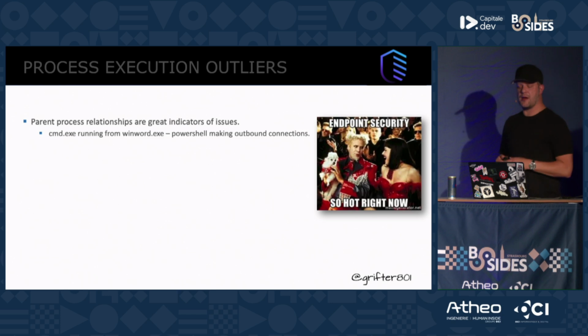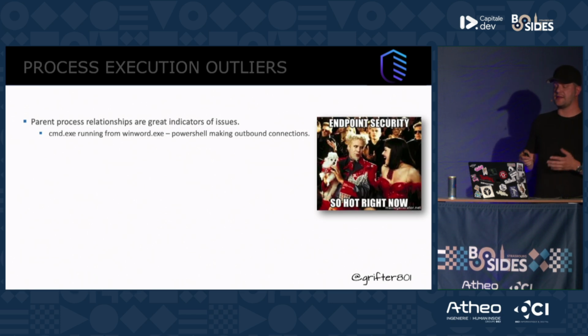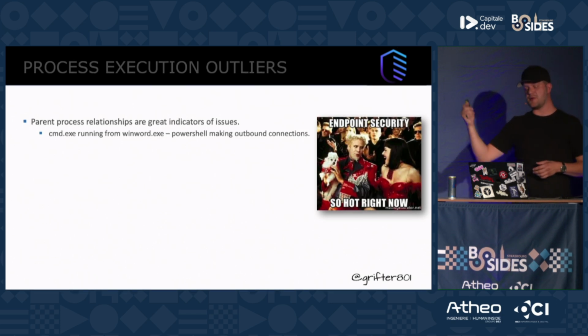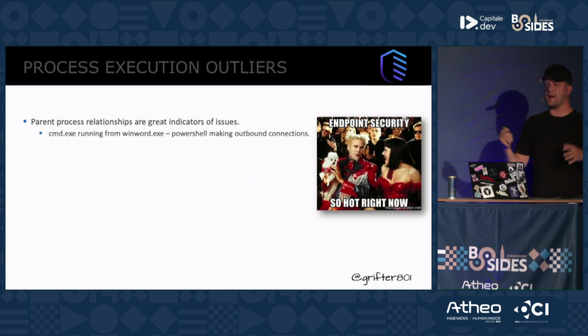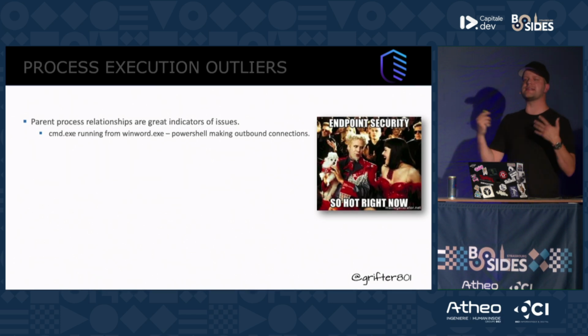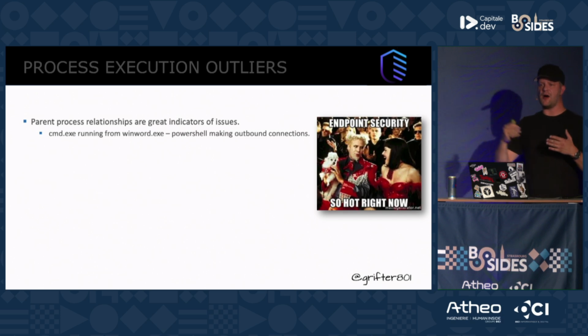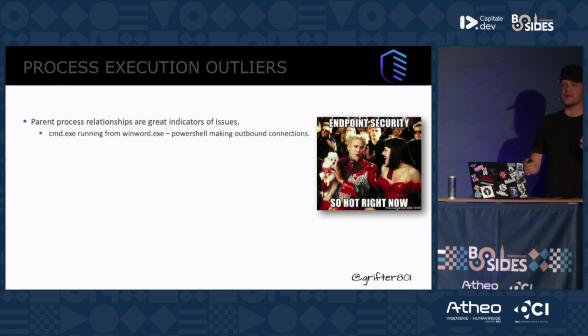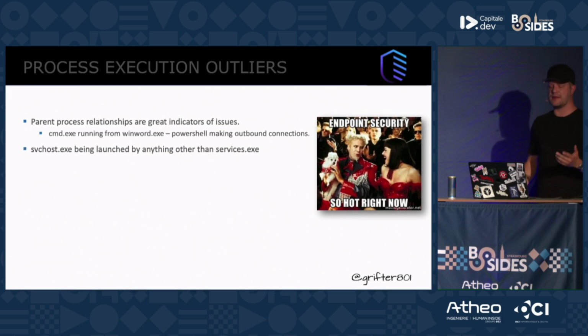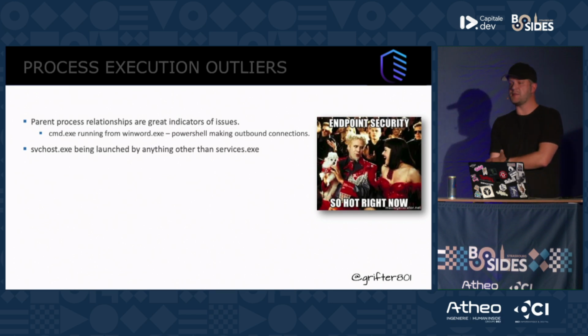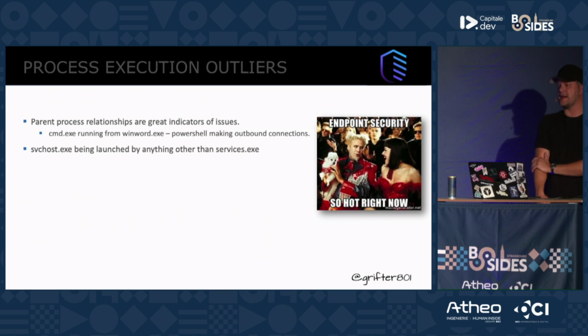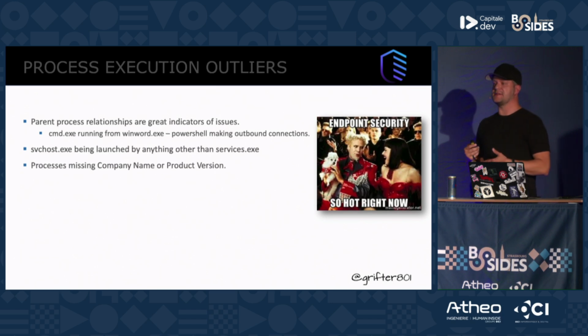Look at parent and process relationships, right? So if cmd.exe is running WinWord, or PowerShell is making outbound connections, things like this, what is happening? What are those things kicking off? Understanding those things is great to look for. Things like svchost being launched by anything other than services.exe, processes that are missing company names and product versions.